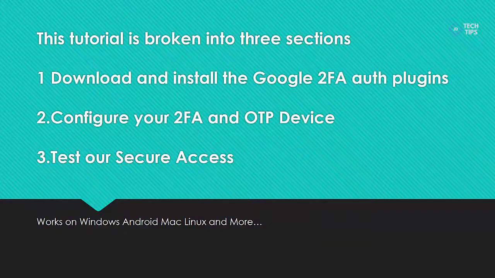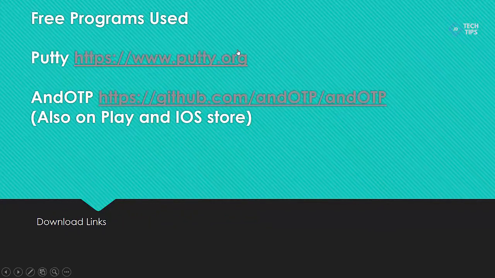This tutorial is broken into three sections. First, where we download and install the Google 2FA auth plugins, and then where we configure our 2FA and OTP device, and then thirdly where we test our secure access. Again, the free programs used here are PuTTY and andOTP or Google Authenticator. They're both available on iOS or the Play Store, and the links are in the description below, along with all the commands used in the install and setup of this tutorial. So that's it, let's go ahead and get started.